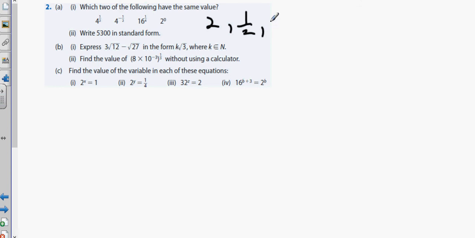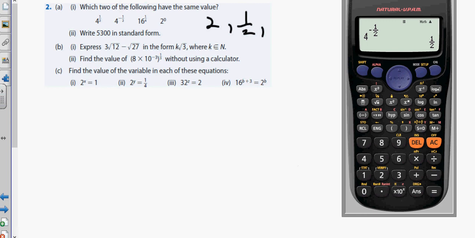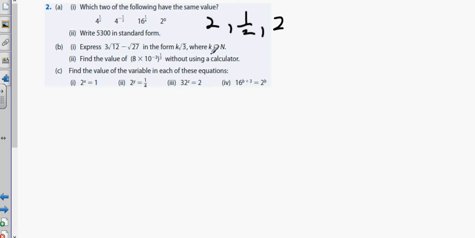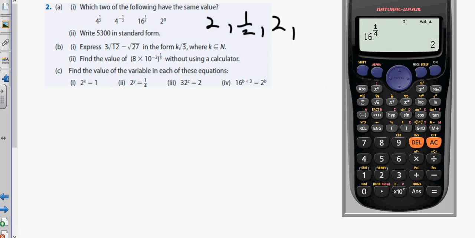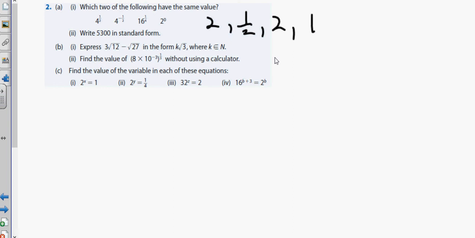And then we're going to get 16 to the power of a quarter, and we get 2. And then finally 2 to the power of 0. And any number to the power of 0 should equal 1. So 2 to the power of 0 equals 1. So which two have the same value? 4 to the power of a half and 16 to the power of a quarter have the same value.